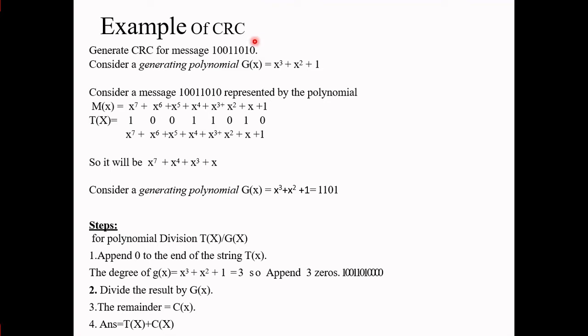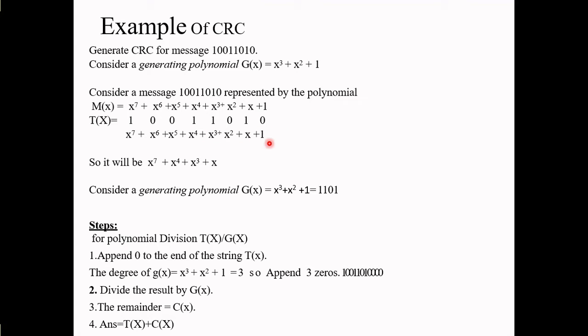Here we have the given data in 1010 bit format. Now we have to convert this bit format into polynomial form. Consider the message 100111010 represented by a polynomial. Take a polynomial form like this: 1 plus x plus x square plus x cube plus x raised to 4 plus x raised to 5 plus x raised to 6 plus x raised to 7, up to n, depending on the input.